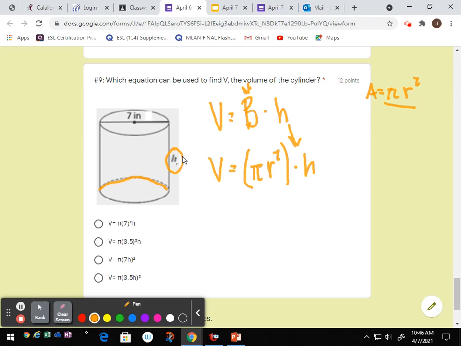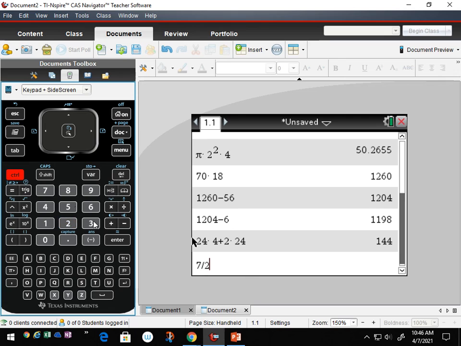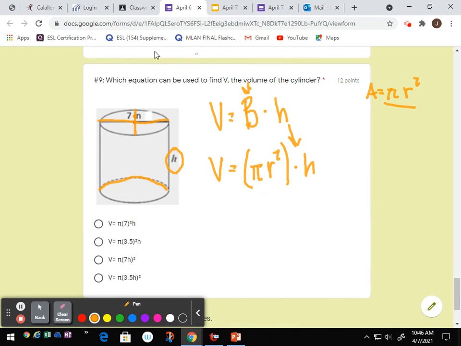It doesn't give us our height, so we'll just leave height alone, but we can still find our R. We see that 7 is pointing to this line that goes from side to side, so the radius is always half of that. So 7 divided by 2 is 3.5. So our radius is 3.5. Let's rewrite this with our radius of 3.5 now. So we have V is equal to pi times 3.5 squared times height. There's our formula.